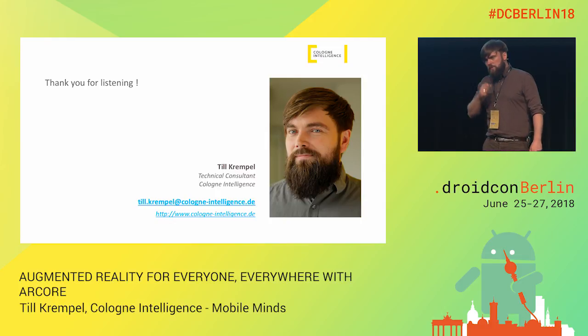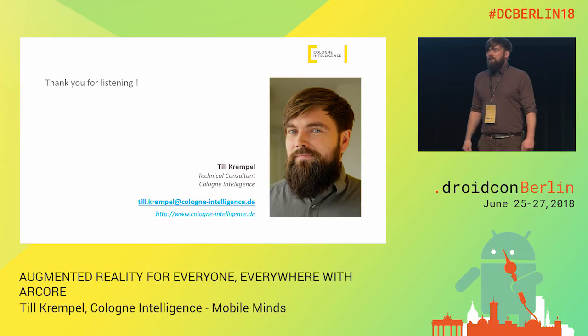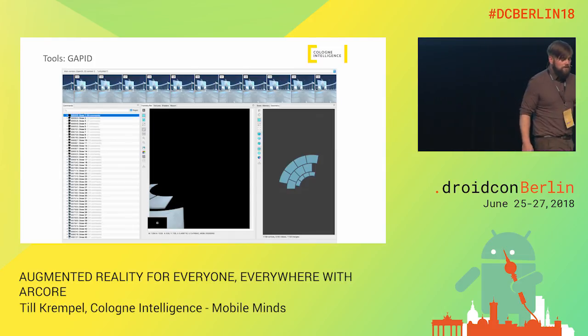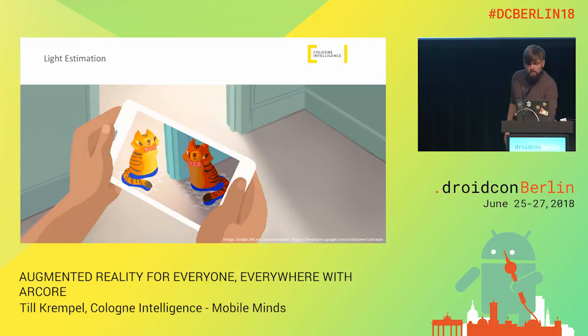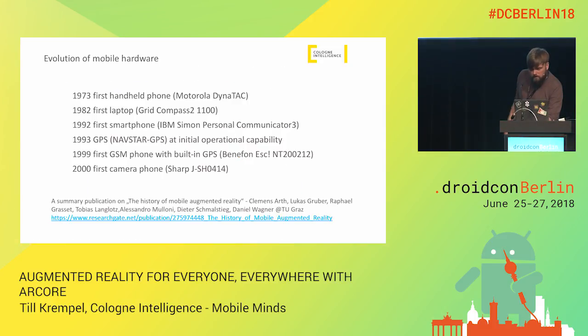You can create a database of up to 1,000 images and track up to 20 of those in real time, and then use them as a reference frame for putting objects. And this works on devices that support ARCore. So not all devices, only the supported ones. Yeah, but the list is really growing. I can go back to that slide if you're interested in the details. You can look it up as well.